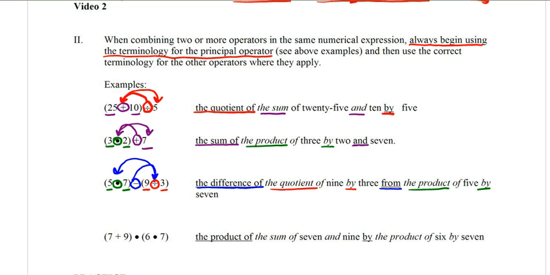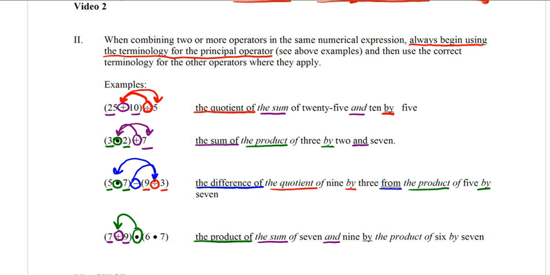In our final example, we see the principal operator, the one outside the grouping symbols, is a product. The product of. Products go to the left. On the left, we see a sum. Sums also go to the left. We see the number 7. We use our connecting word and we pick up the second number of the sum, which is 9.